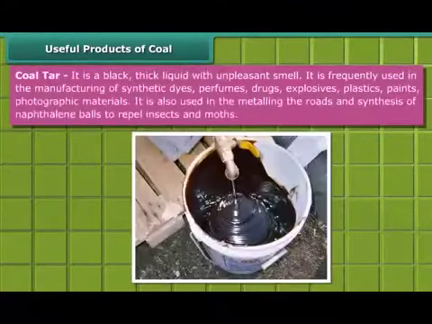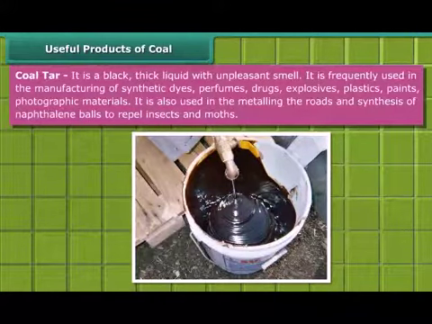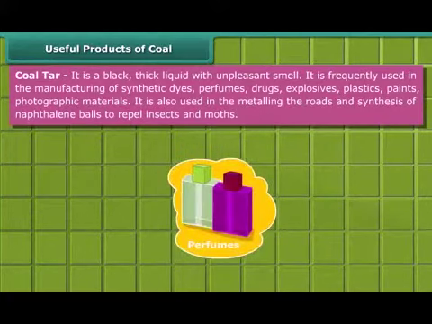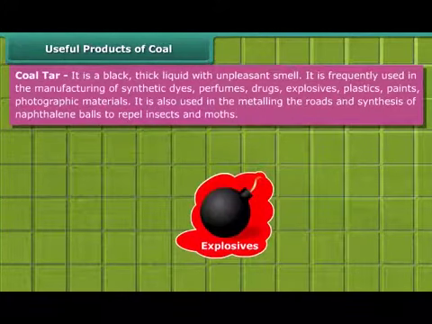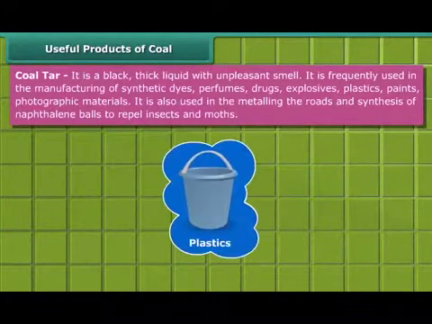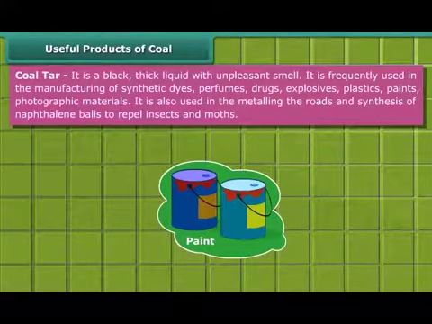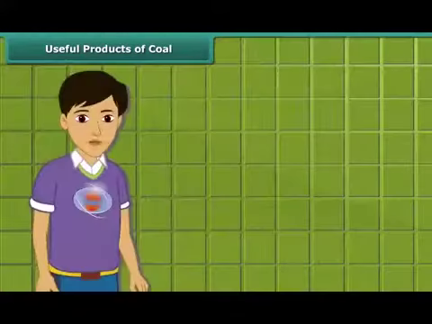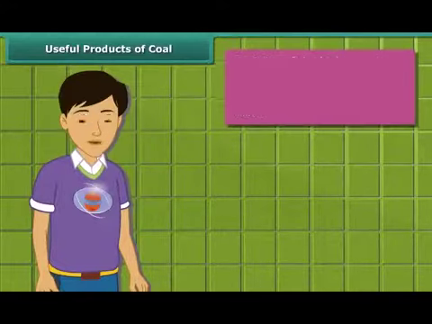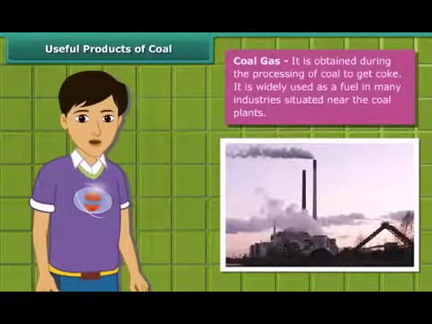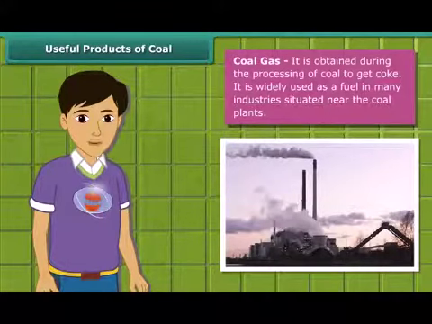Coal tar is a black, thick liquid with an unpleasant smell. It is frequently used for manufacturing of synthetic dyes, perfumes, drugs, explosives, paints, plastics, and photographic materials. Coal gas is produced while obtaining coke from coal. In many industries located near coal plants, it is used as a fuel.